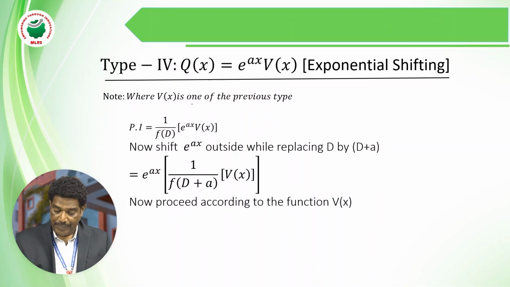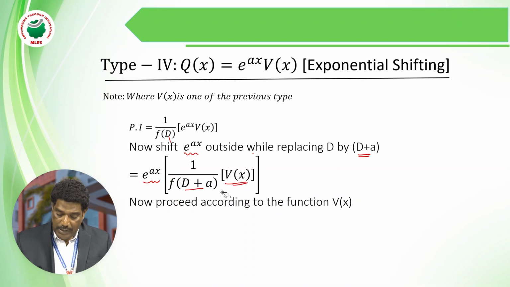So here V of x is one of the previous types of function. Then what is the working rule here? Let's see. PI is 1 by f of D into e power of ax into V of x. In e power of ax into V of x, here we need to shift e power of ax outside, while replacing D by D plus a. So here e power of ax is shifted outside. Now here D will be replaced by D plus a. Right? And the remaining will be V of x.